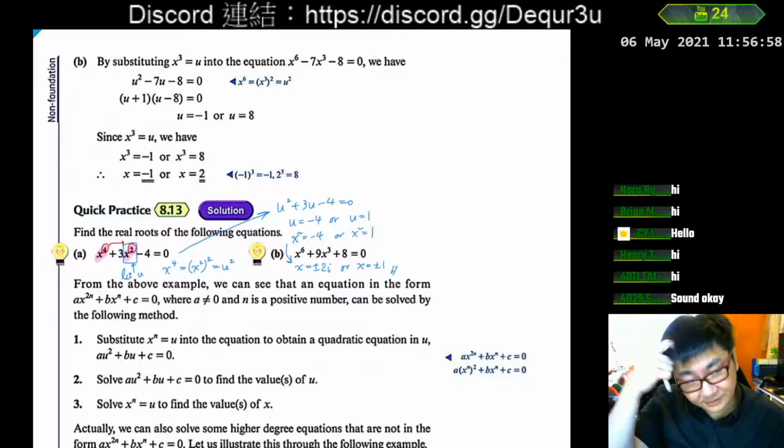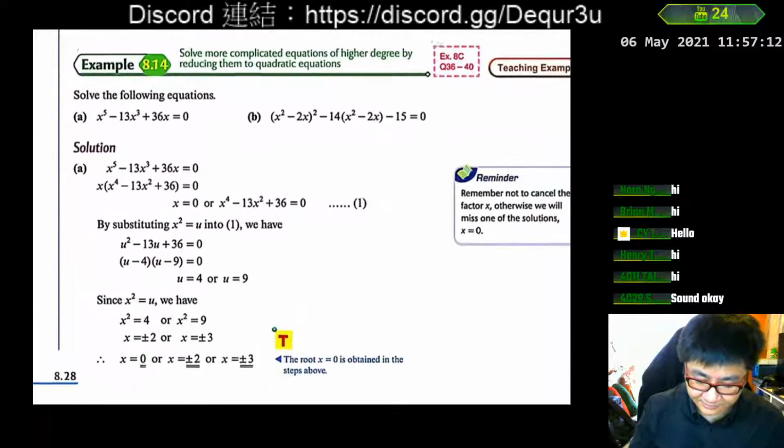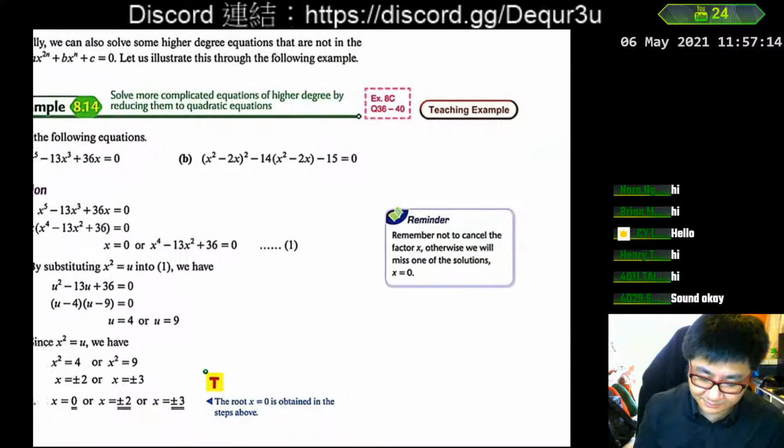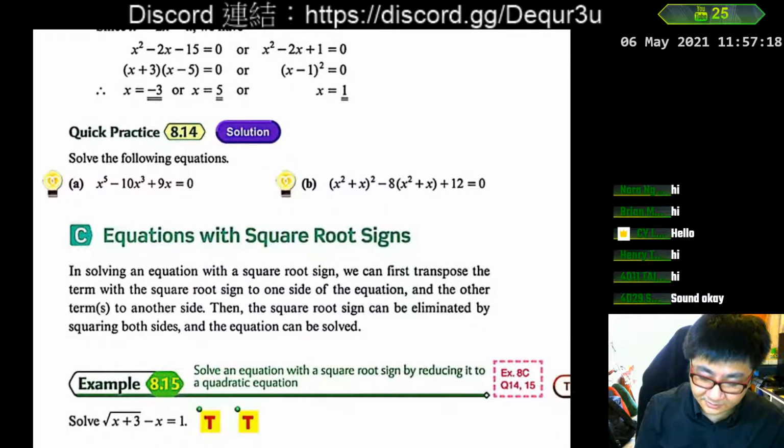And then today we try to extend this a little more. Now what about there are some other equations that we can reduce to the double power form. Okay, and then we go on to see the next example. In fact, it's the next quick practice. We see quick practice 14. We may do both of them one by one.